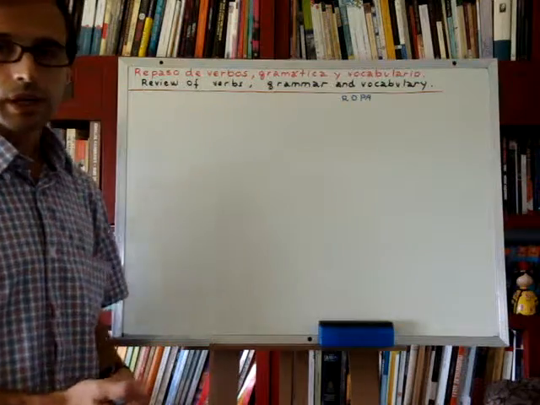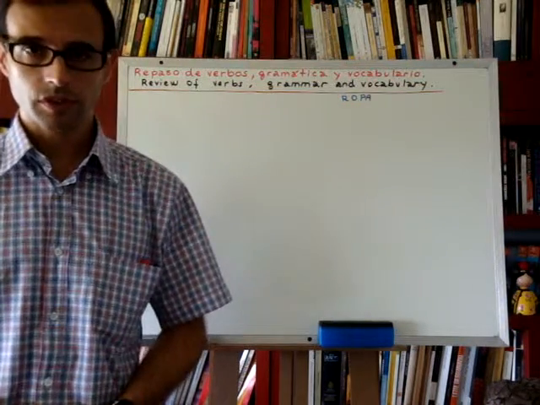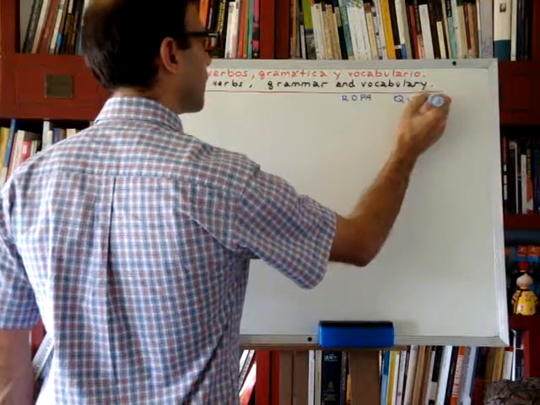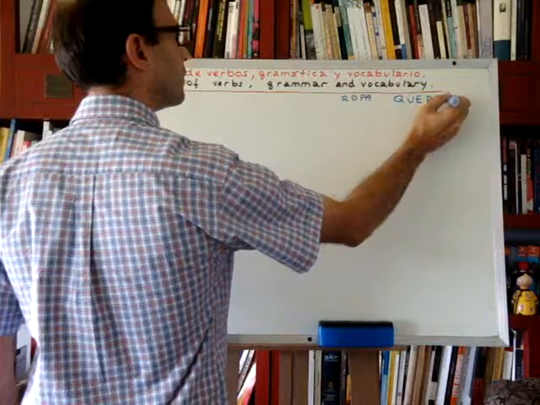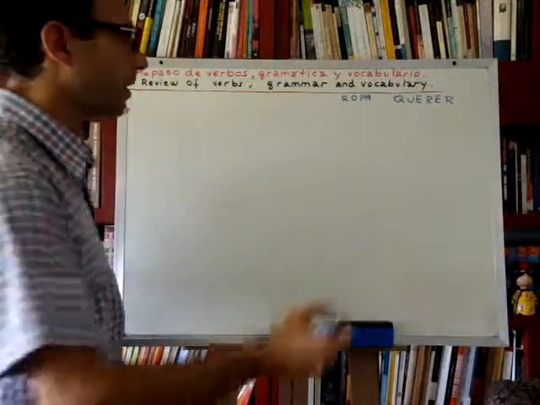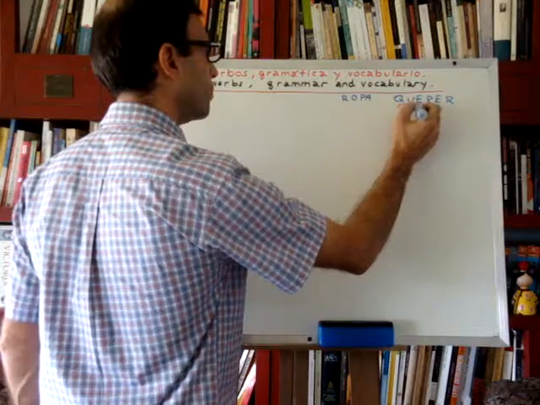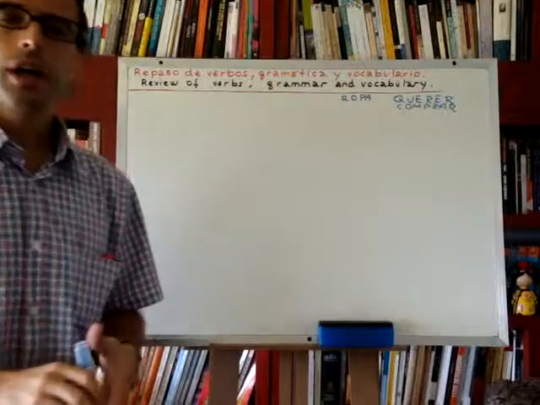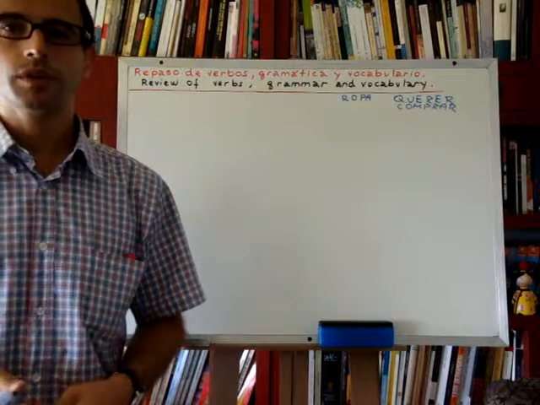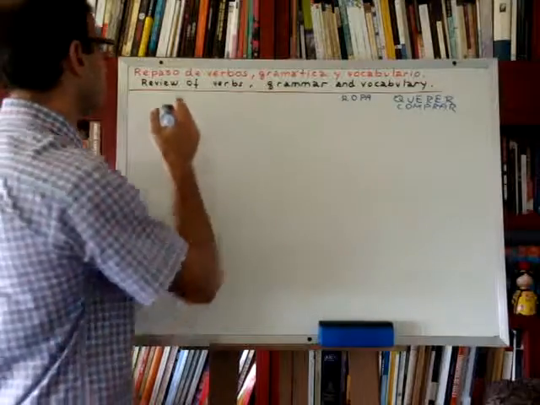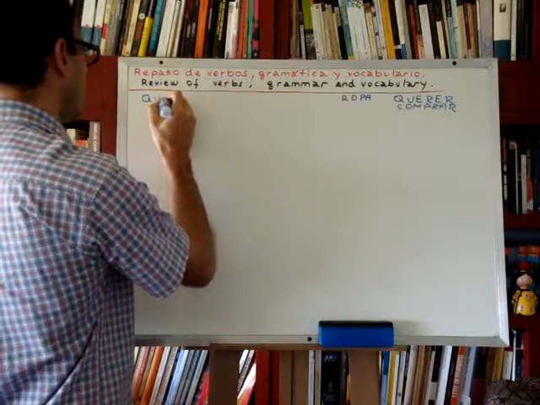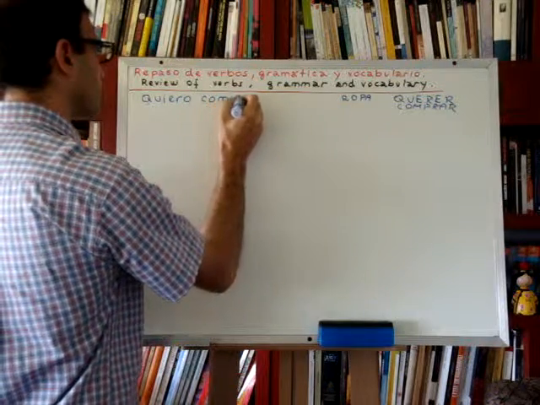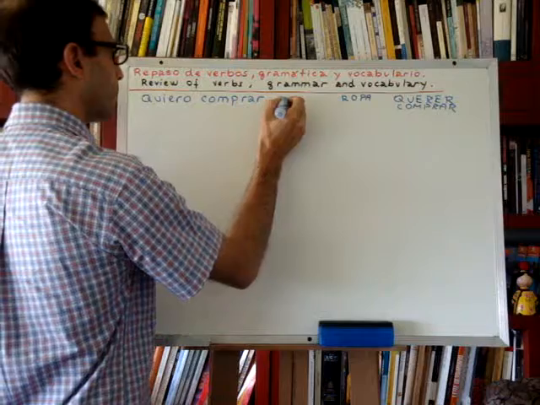I want to buy clothes. The verb to want in Spanish is the verb querer, okay? Querer. Right? To buy is comprar. This is the verb to buy. Comprar. So, how do we say, I want to buy clothes? Quiero comprar ropa.